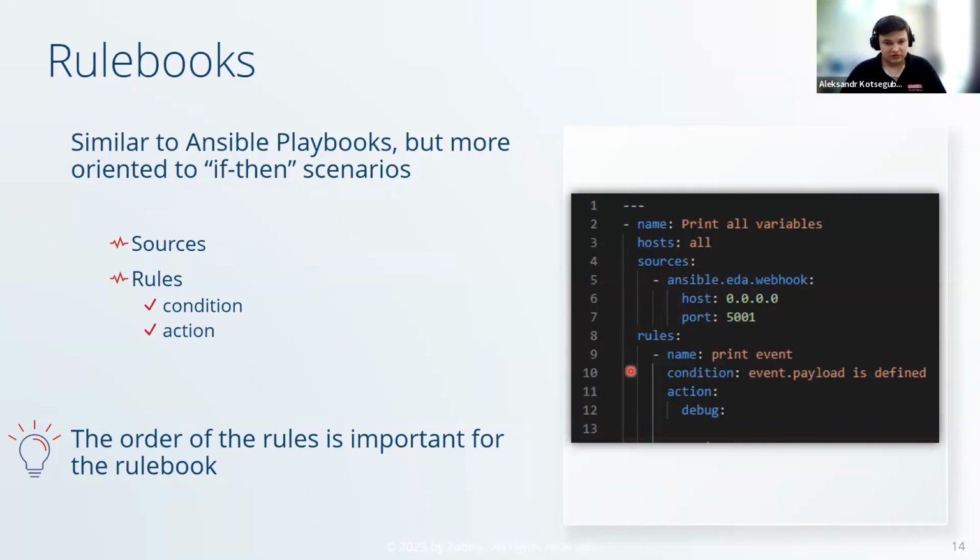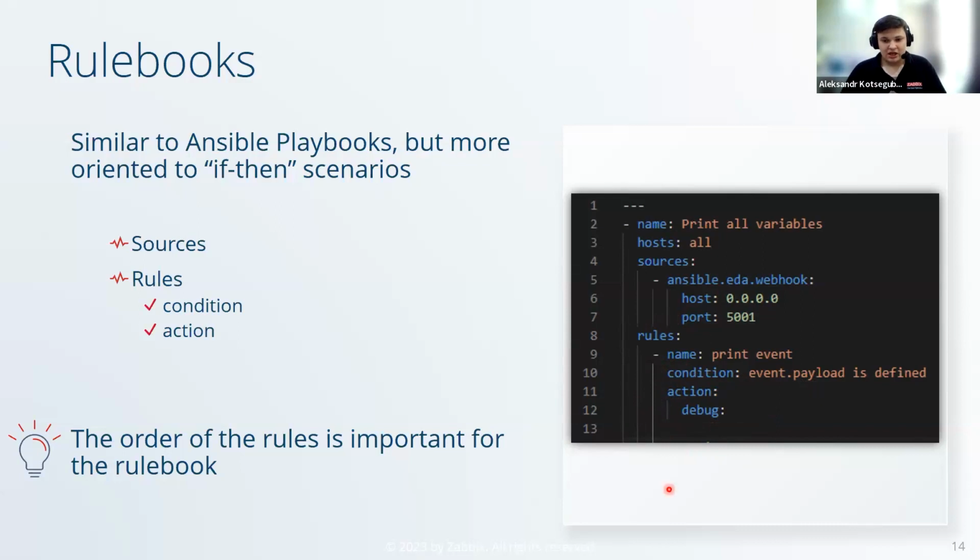Next, it's rules. In this section, you can set a list of available rules, and each of them contains a condition and an action. But please keep in mind that the order of rules is very important for a rulebook, because each rule will be checked step by step. And if any condition in a rule is matched, then the action specified in this rule will be executed, and other rules will be skipped.